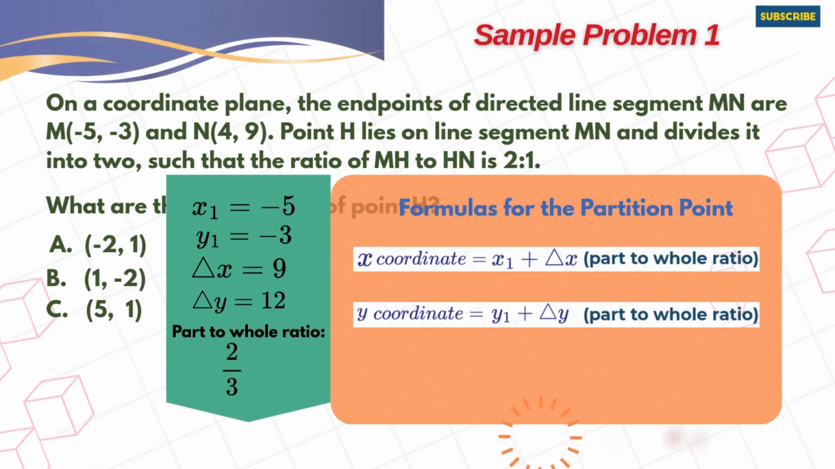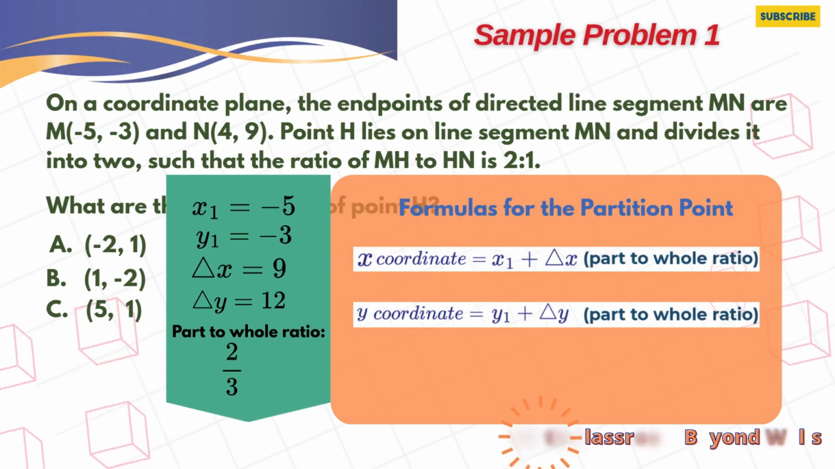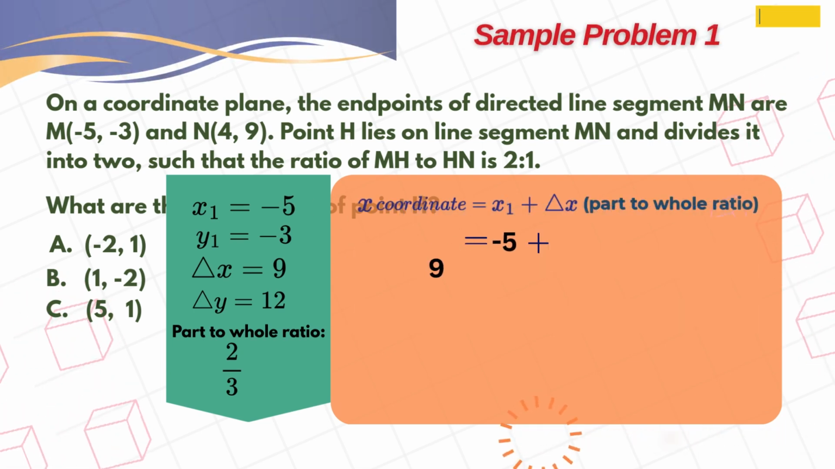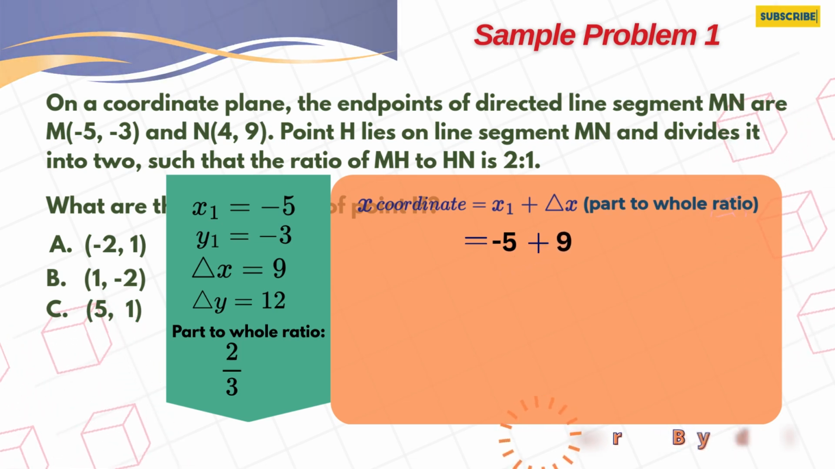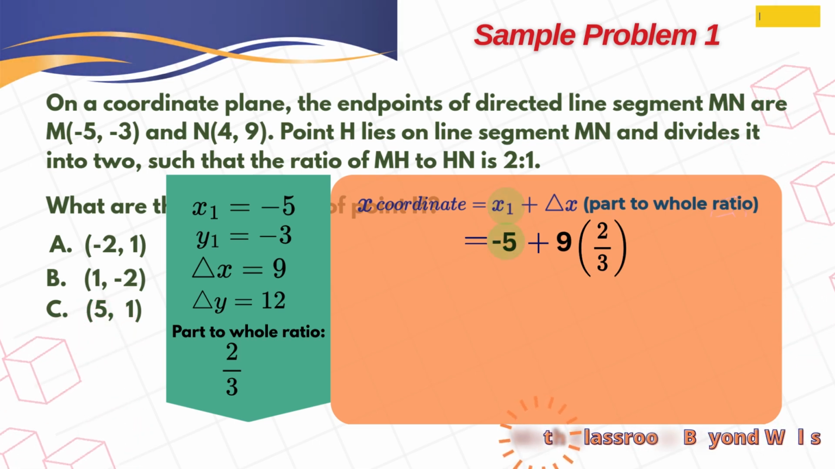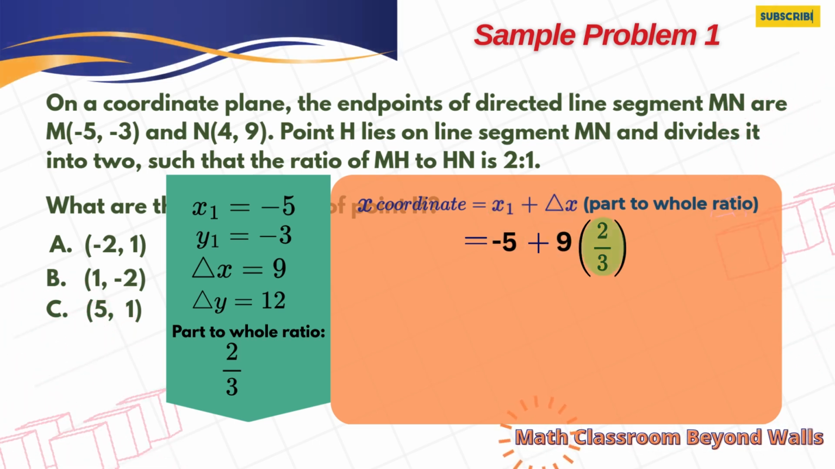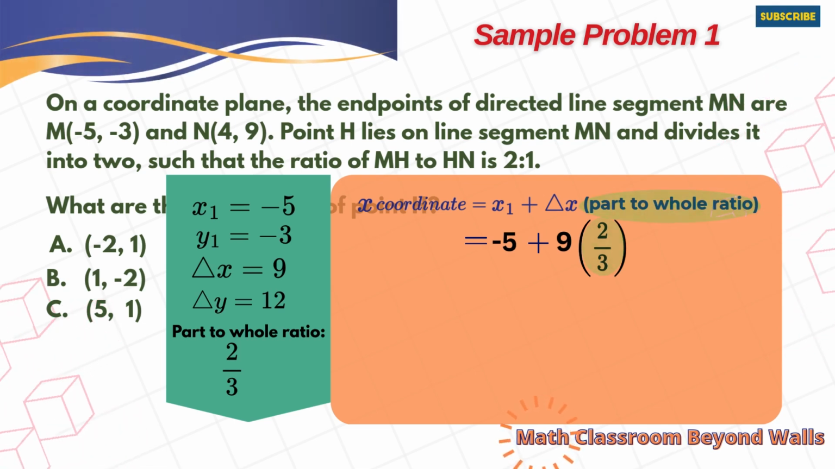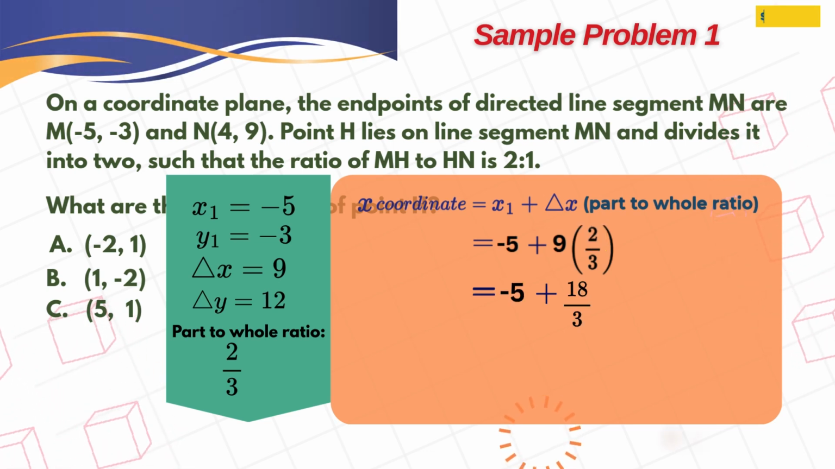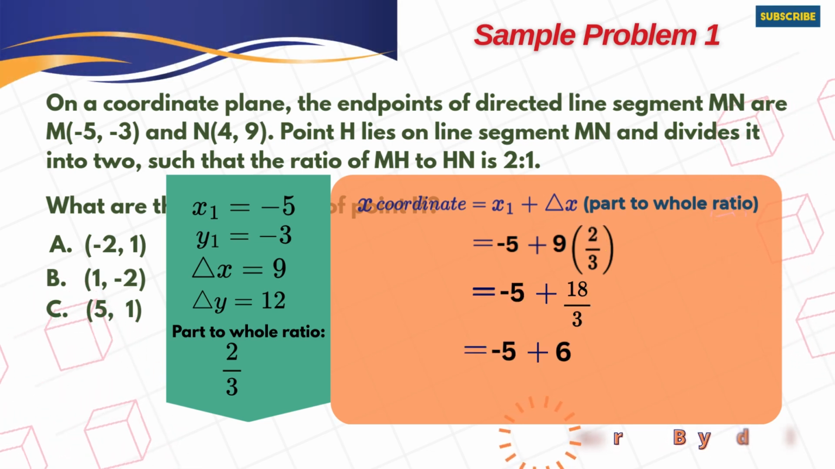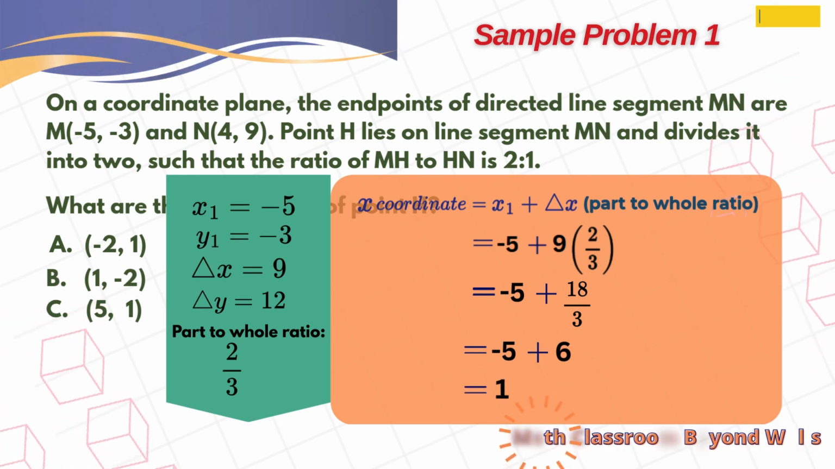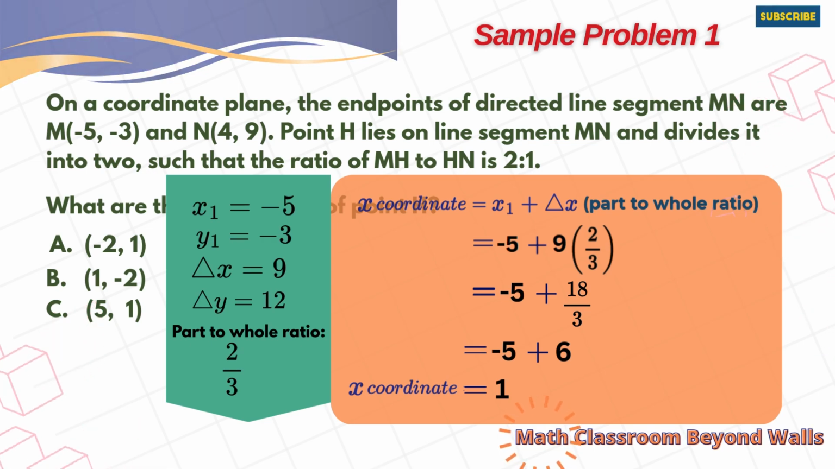We now plug in the values we obtained earlier into the formulas. We start with the x-coordinate. x1 being -5, change in x is 9, and 2/3 for the part-to-whole ratio. Multiplying 9 and 2 gives us 18. Dividing 18 by 3 gives us 6. Now adding -5 and 6 gives us 1. Thus the x-coordinate is 1.